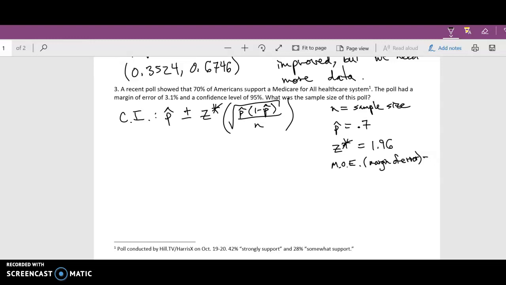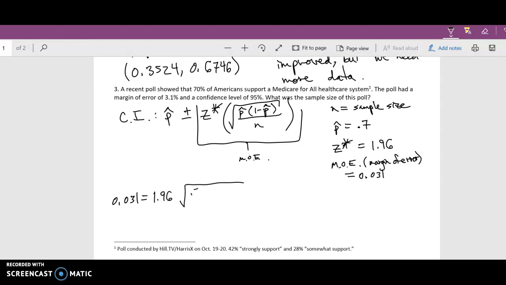It's kind of smushed in there, and let's do this. It's a little better, easier to read. Okay, so I'm going to build this guy. Remember, this is our margin of error. So we know this guy is equal to 0.031. We know what z star is. We know what p hat is.